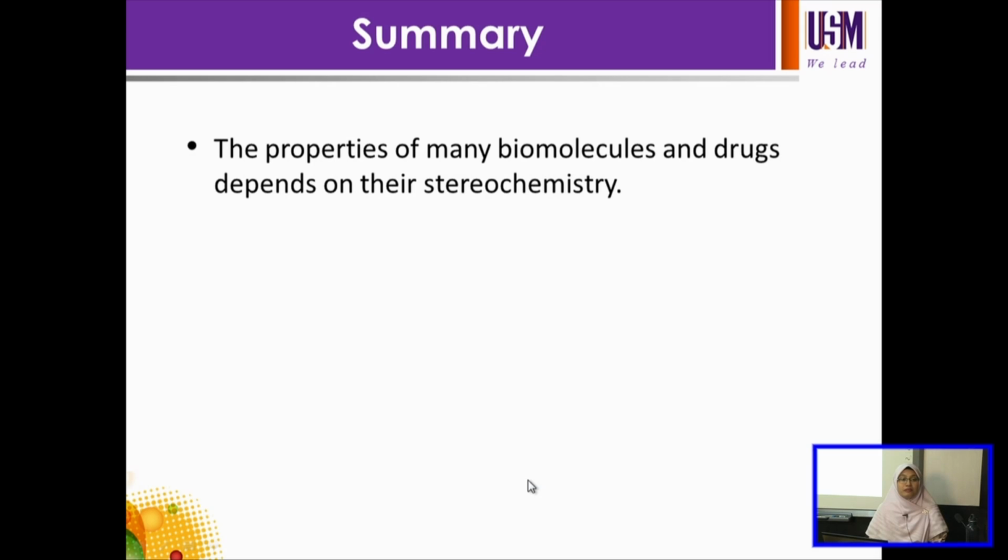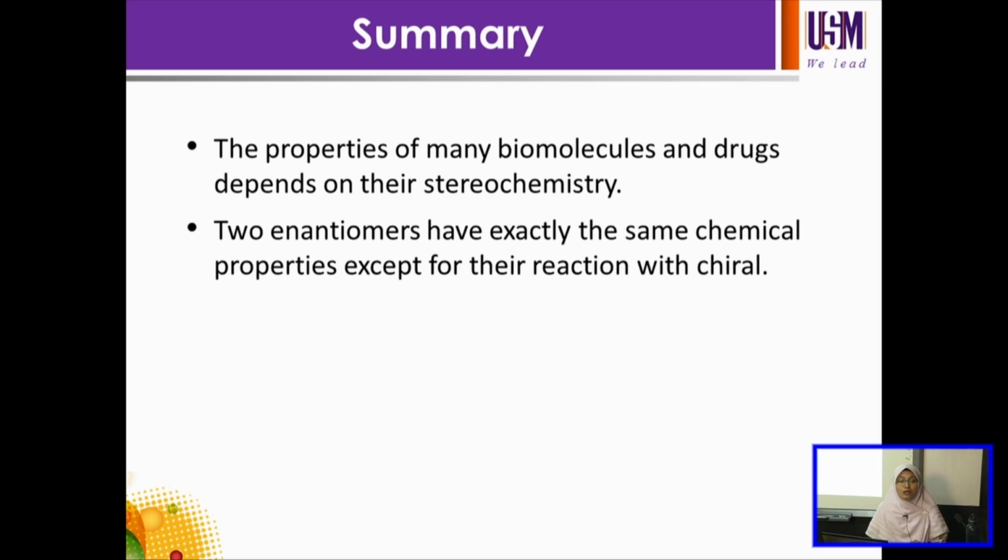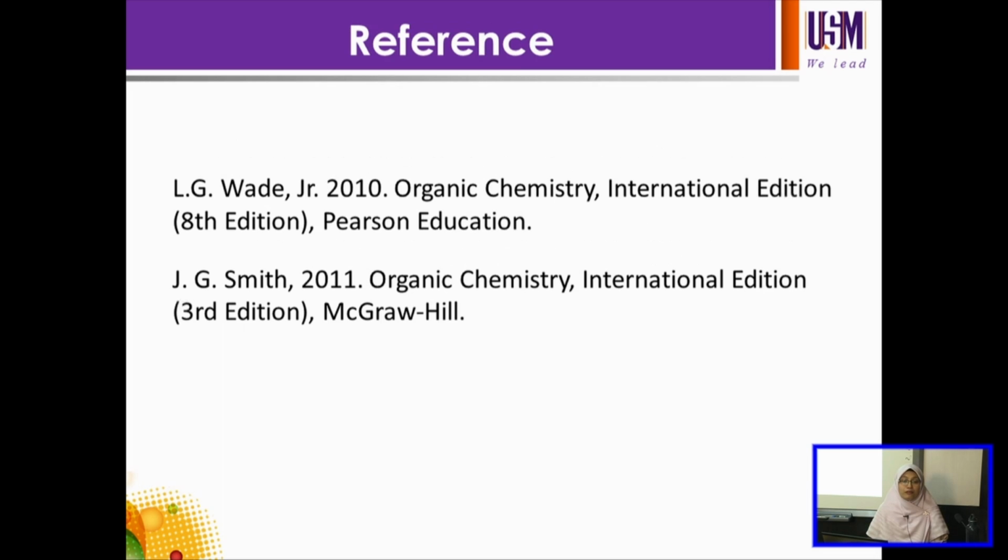As a summary, the properties of many biomolecules and drugs depend on their stereochemistry. Two enantiomers have exactly the same chemical properties except for the reaction with a chiral.